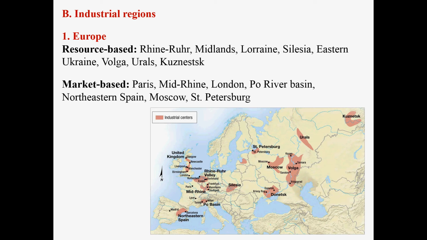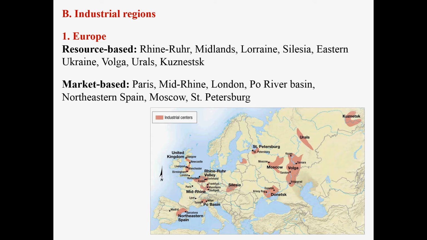West. Now let's move on to a discussion of industrial regions. We can look at some of the major industrial districts, industrial regions in the world. There are some traditional industrial regions, but also later on some more recent industrial districts. Let's start from Europe.